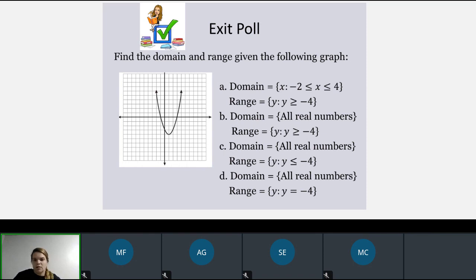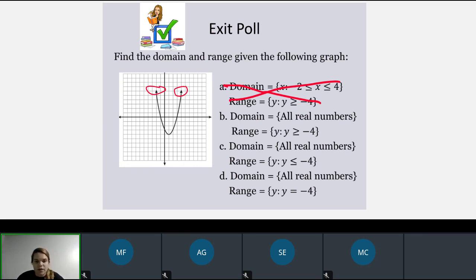All right, so we've got some answers in. So first things first, let's check out our domain. We notice our endpoints are arrows. So that means our domain is all real numbers. So that eliminates option A right off the bat.